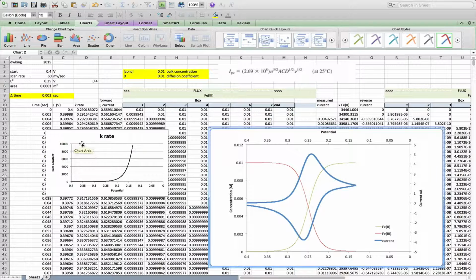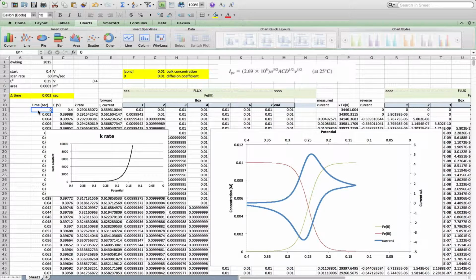So the first part of the CV trace to consider is the electron transfer rate. So let's start up here. We're going to start at 0.4 volts. We're going to scan in the negative direction at 60 millivolts per second. We're going to have an E0 of 0.25. The area is the area of my electrode. I'll need that to estimate the current. And delta T is the time interval between each step in my Excel spreadsheet.